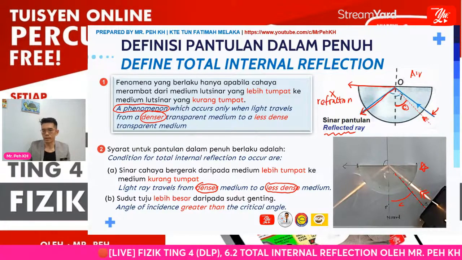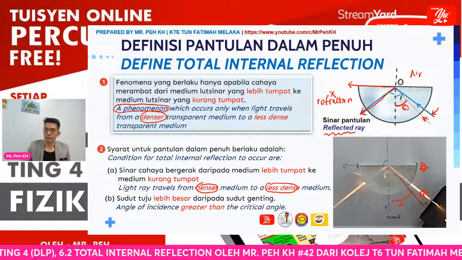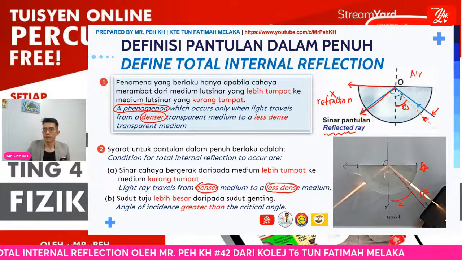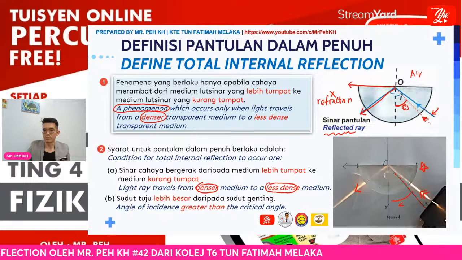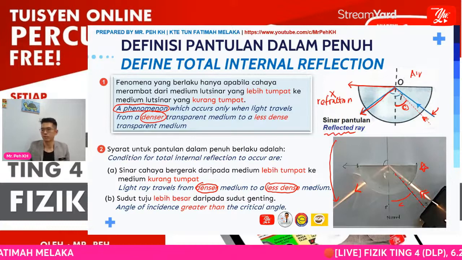Okay, so when your incident ray is greater than the critical angle, you can see this is a reflected ray. And this phenomenon we know as total internal reflection.